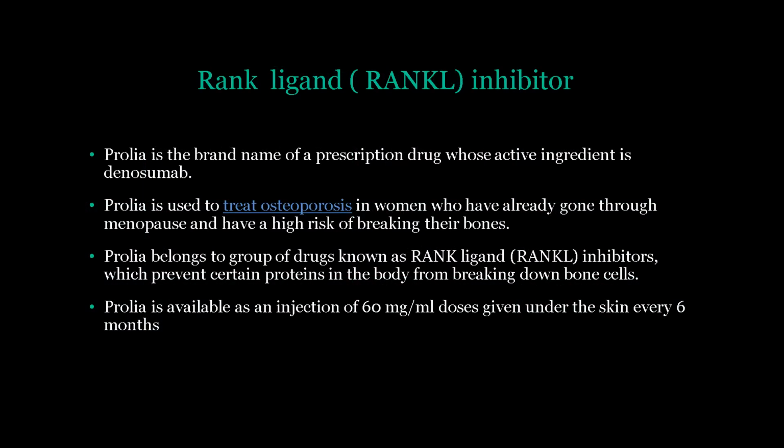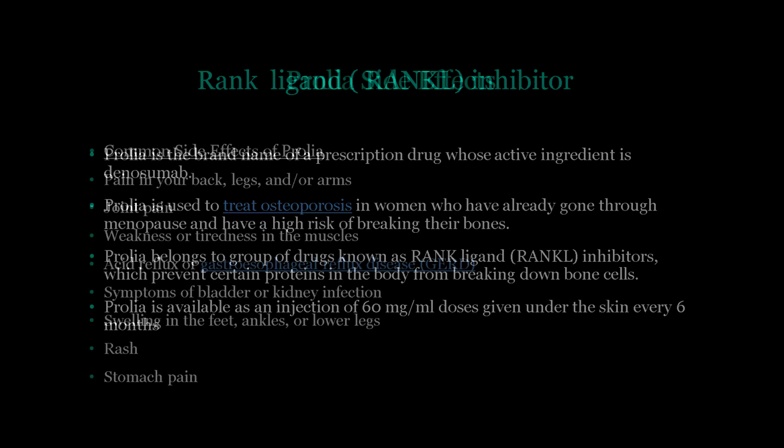In addition, there is another medication called Prolia, which is a RANK ligand inhibitor. The active ingredient is denosumab. It's used to treat osteoporosis in women who have already gone through menopause and have a high risk of breaking their bones. It belongs to a group of drugs known as RANK ligand inhibitors, which prevent certain proteins in the blood from breaking down bone cells. Prolia is available as an injection of 60 milligrams per milliliter given under the skin every 6 months.